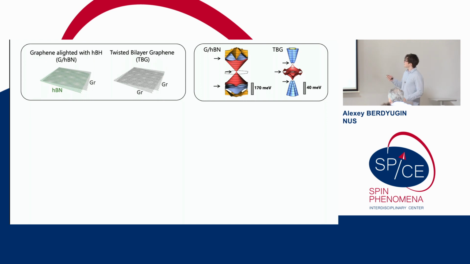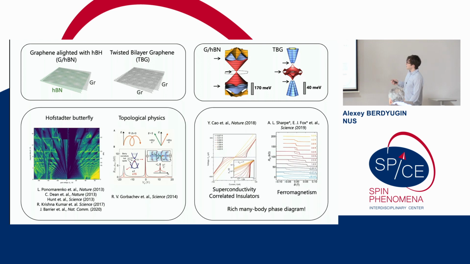And as a result, in those devices, if you make them and align them properly, you can tune the Fermi level through the entire energy band structure and observe even secondary neutrality points. Up to this point, people have been studying those systems quite a lot and have observed a lot of interesting electronic phenomena there. Historically, people discovered graphene aligned with hBN superlattices first.